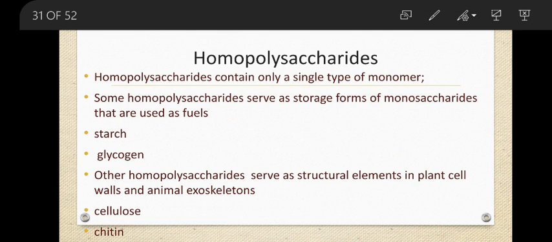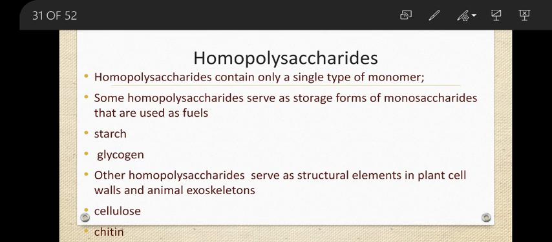Now first let's see what these homopolysaccharides are. As the name says, homo means similar, saccharide means sugars, polysaccharide means many sugar units. So homopolysaccharides are carbohydrates that are formed of similar monosaccharides. Examples: starch, glycogen, cellulose and chitin. All these are homopolysaccharides because they are formed of similar repetitive monosaccharide units. That means when you hydrolyze them, you are going to get only one type of monosaccharide unit.